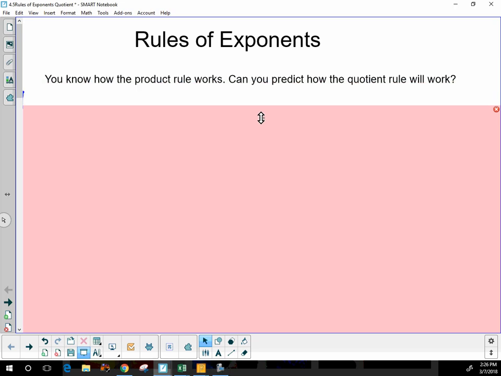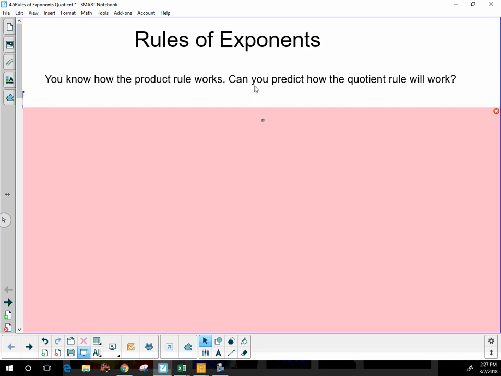Before we get going, I want you to think about this. You know how the product rule works, okay? You know how the product rule with powers works. And you know that when you have things with the same base, you add the exponents, okay? So I want you to try to predict how the quotient rule will work. Think about that for a minute.